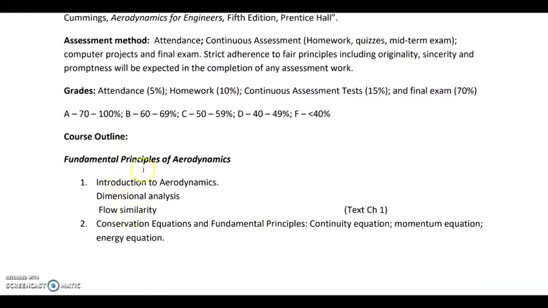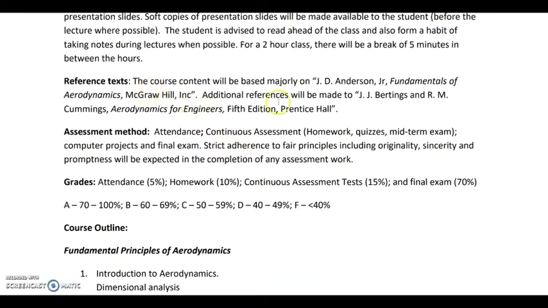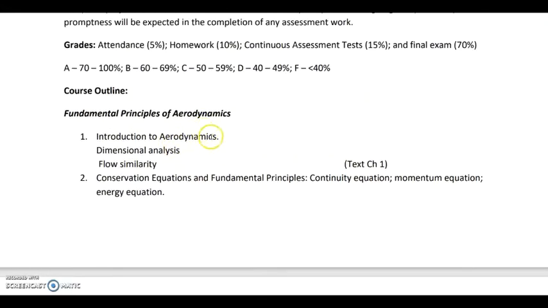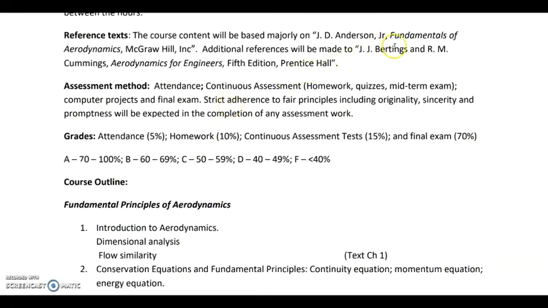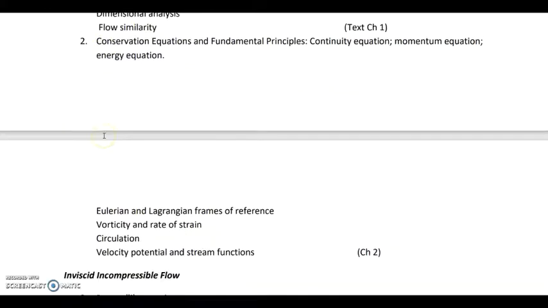We'll be looking at the fundamental principles of aerodynamics, and under that we'll look at topics. Like I said, the reference text is majorly Fundamentals of Aerodynamics. So the course outline has been drawn based on the chapters of Fundamentals of Aerodynamics. So in the first chapter, we'll be looking at the introduction to aerodynamics, dimensional analysis, and flow similarity, and then we jump to chapter 2. We'll look at the conservation equations and fundamental principles.